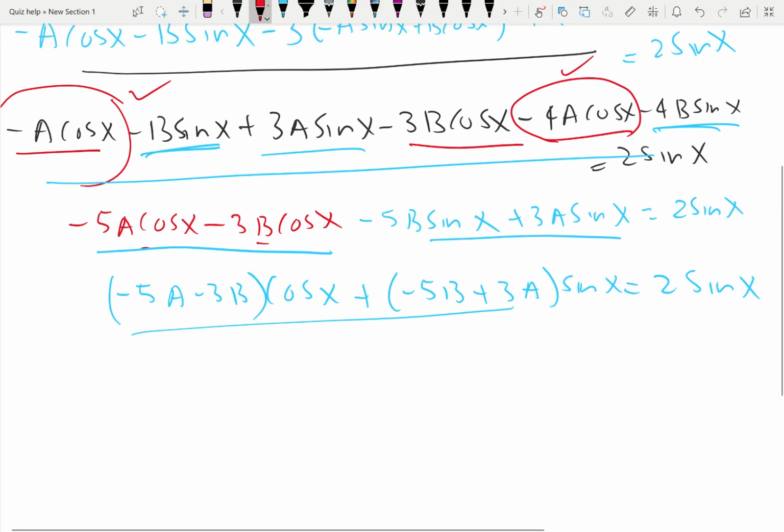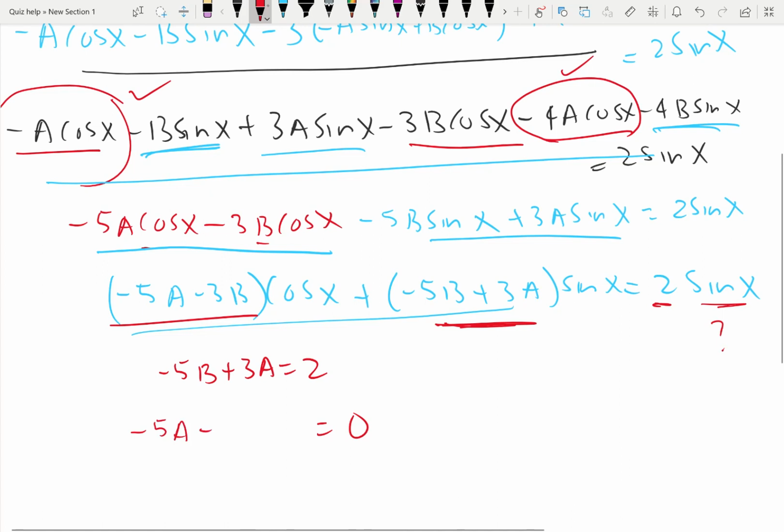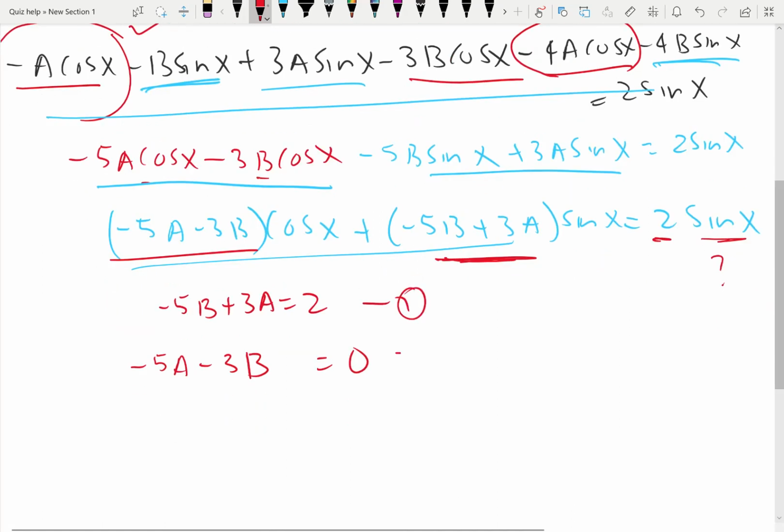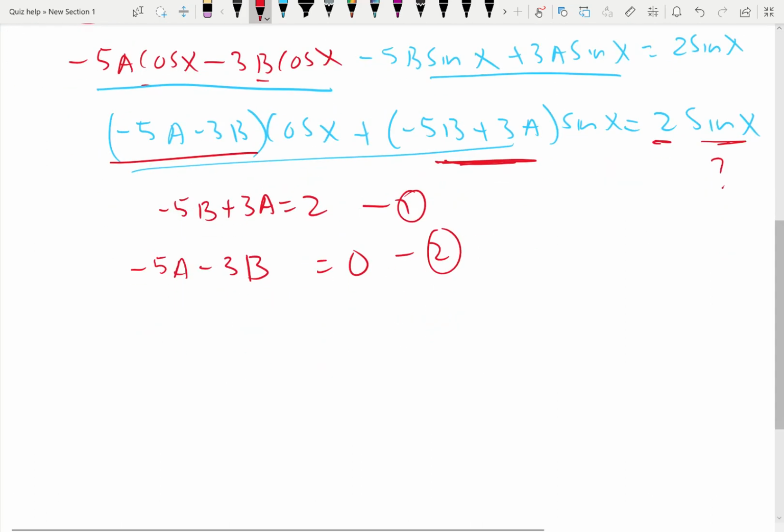Let's match the coefficients. Sine coefficients should be matched with sine coefficients. So negative 5b plus 3a should be 2, right? Because here you have 2, here you have this term. And do you have cosine terms on the right? No, so 0 should match up with the coefficient of the cosine on the left hand side. So we get two equations, equation 1 and equation 2. This is not as straightforward as example 1, right? So how do we solve equation 1 and equation 2?